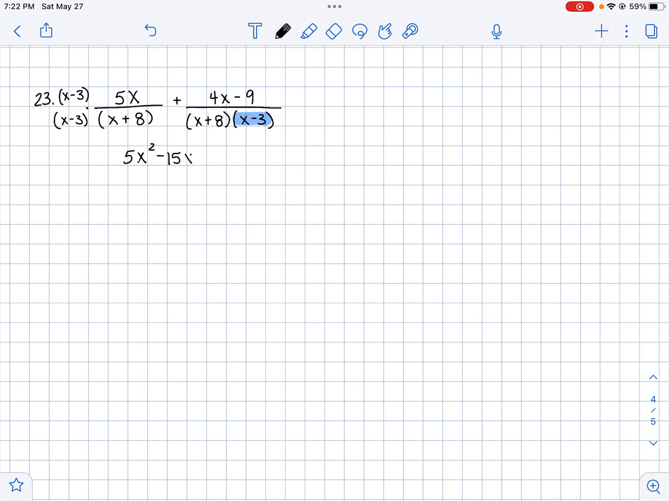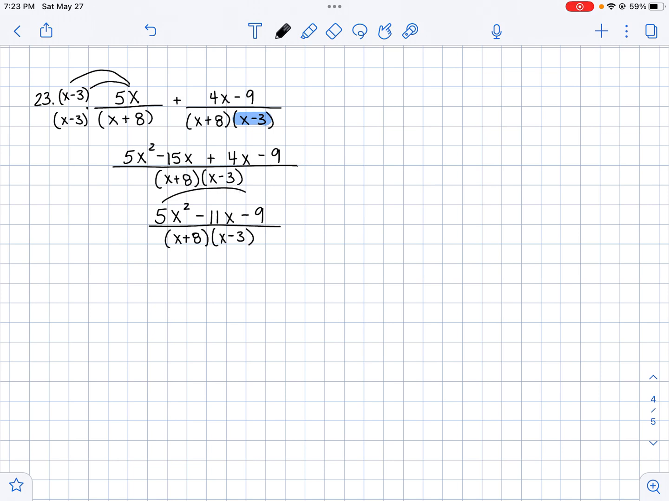So I'm going to go ahead and get 5x squared minus 15x, again, just distributing there, plus 4x minus 9, all over (x plus 8)(x minus 3). And again, I can combine them because I now have common denominators. So I'm going to combine the top, and I get 5x squared minus 11x minus 9, all over (x plus 8)(x minus 3).